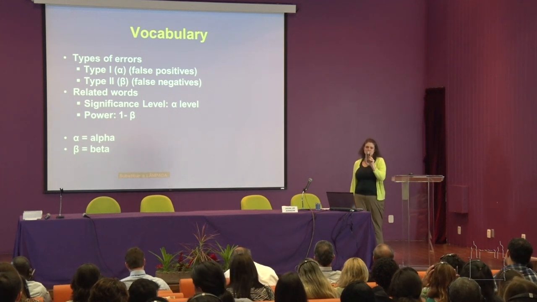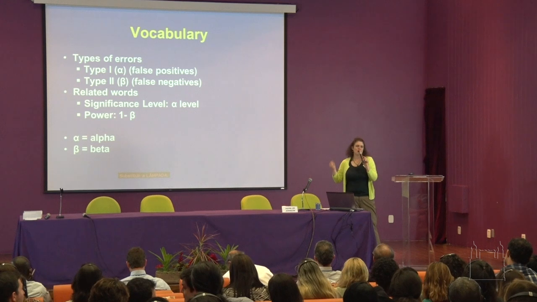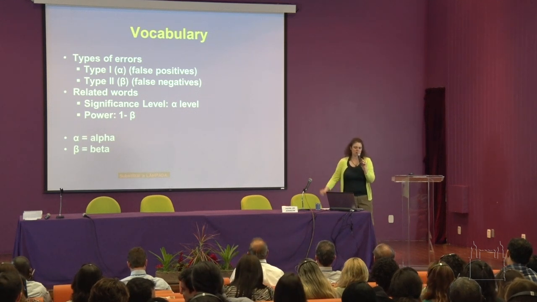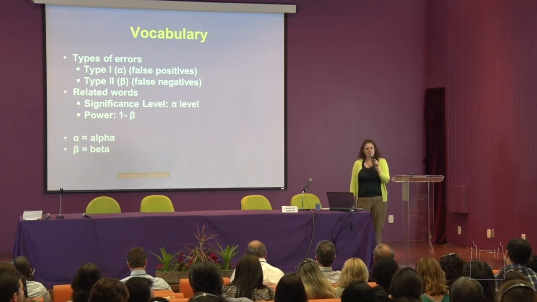An easy thing to remember: you want high power and you want low errors. So think about it. Do you want 80% false negatives? Would you plan a study to have 80% false negatives? No. So if somebody says that beta equals 0.8, that is the power. If somebody says beta equals 0.2, that is the type 2 error. At least it's an easy confusion to fix.